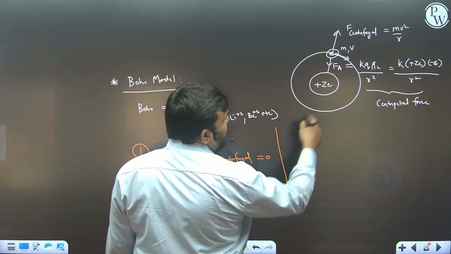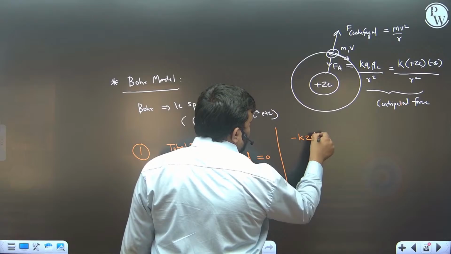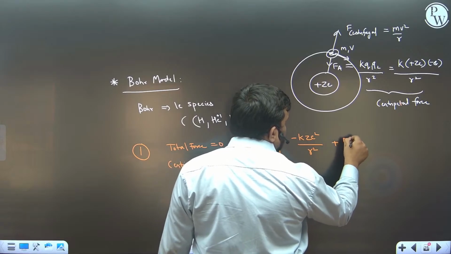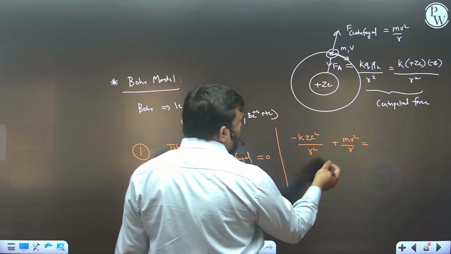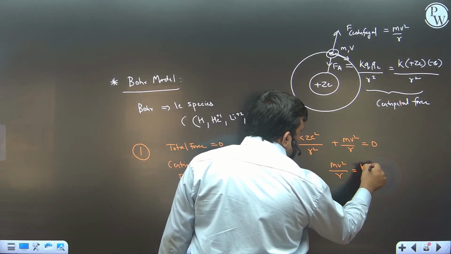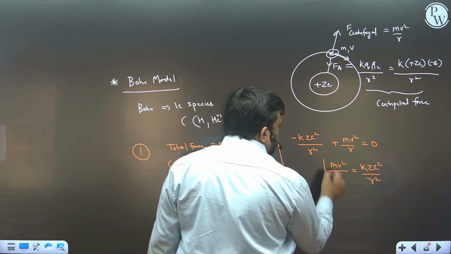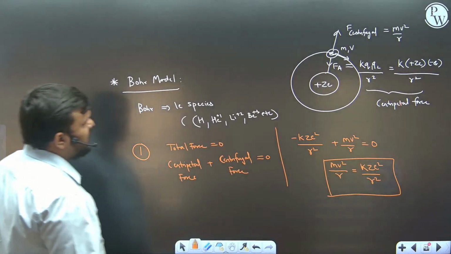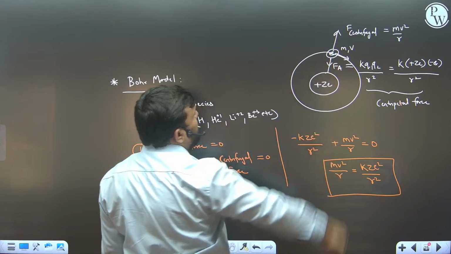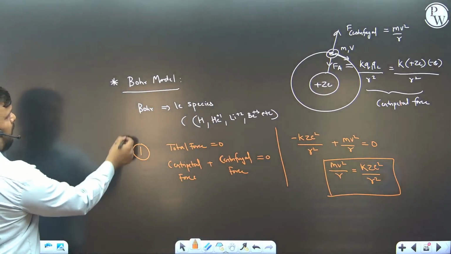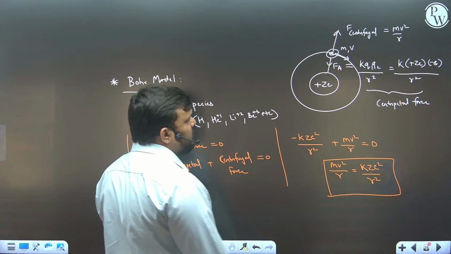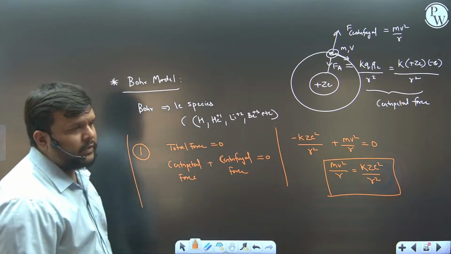Let us put the values. So what we will get, centripetal force is minus kZe² upon r², and the centrifugal force is mv²/r. So the first equation we are getting over here is mv²/r is equal to kZe²/r². This is the Bohr's first postulate, where he said that as long as electron remains in a static orbit, the net force acting on it will be equal to 0. But only by having this first postulate we cannot calculate the radius value as well as the velocity value, because to solve for two variables we need two equations.